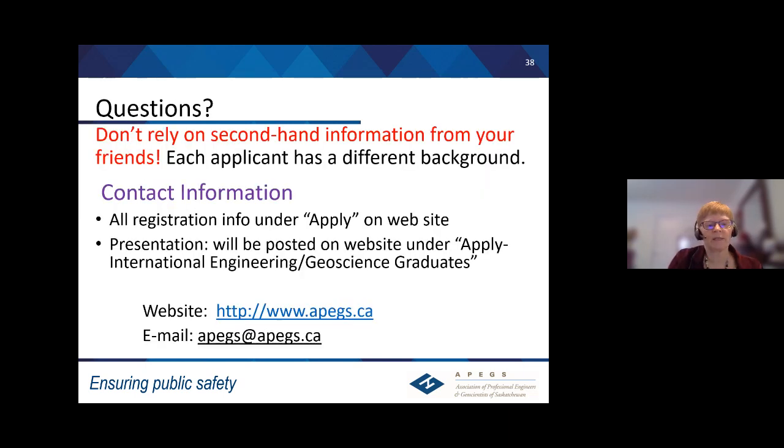And it's important that if you have questions, you ask APEGS, don't rely on secondhand information from your friends. Each applicant has a different background, and the process and the result that your friend got may be different than the process and the outcome that you get. So please check with us if you have questions. All the registration information is under the apply heading on our website, and this presentation will also be posted on the website under the apply heading on the International Engineering and Geoscience graduate web pages.